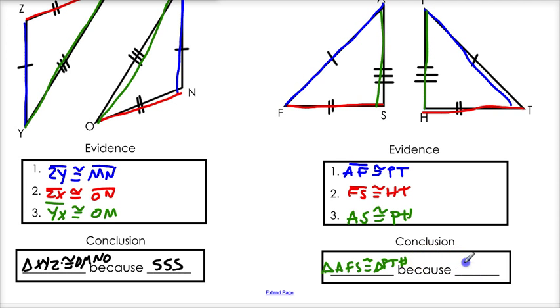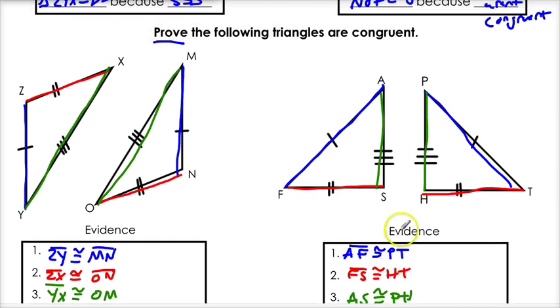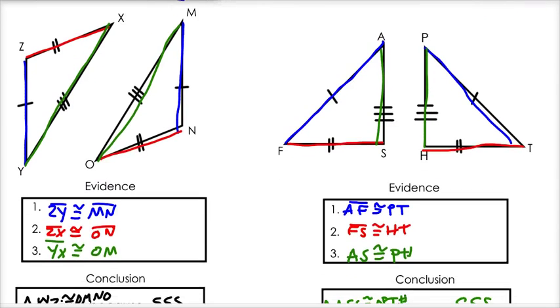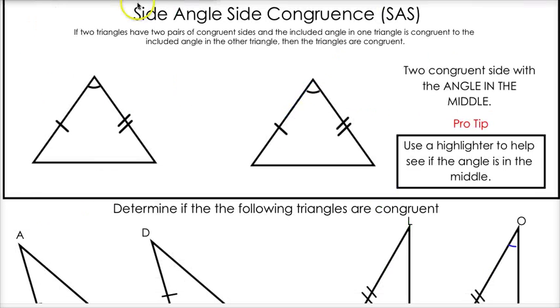And that's why? Because of side, side, side congruence. So you need your evidence and then you can read your conclusion. The other shortcut we're going to use is called side, angle, side congruence. Side, side, side is one shortcut. Side, angle, side is our second shortcut.